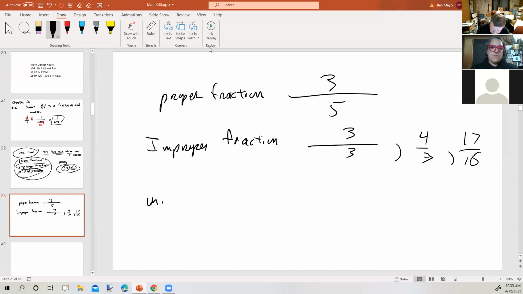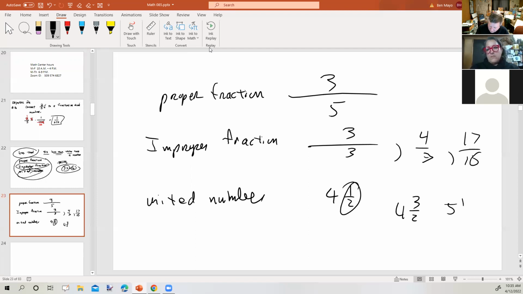Okay, mixed number, you have a whole number part and a fraction part, and the fraction part should be reduced. So you wouldn't have like 4 3/2. You'd change that into 5 1/2. Anyway, any questions about that right now?